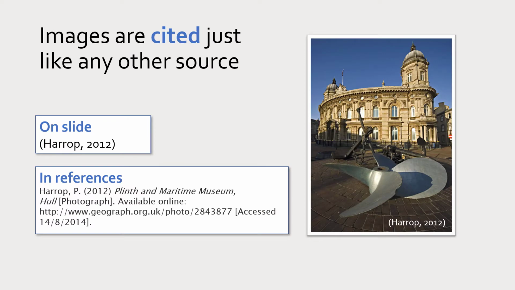Images are cited just like any other source. Here you can see I have a photograph, which is from Harrop. And so I've used my regular format style, which is Harvard, and put the brackets on the slide. Then, on my last slides, I will have a reference list and cite it following the guidelines. As you can see on the slide, this is what it looks like.